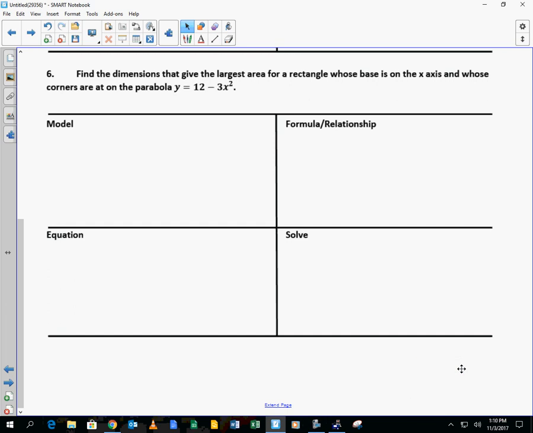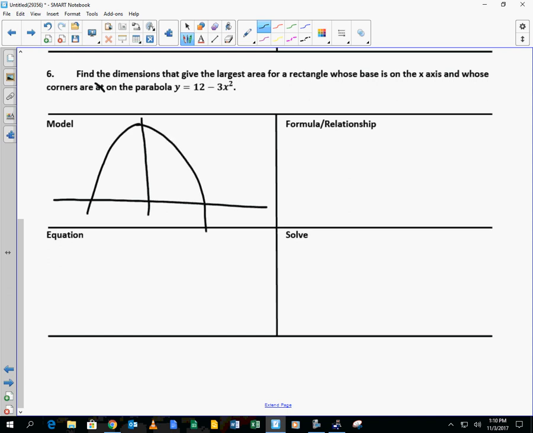Here we go. Find the dimensions of the largest area for rectangles with bases on the x-axis whose corners are on the parabola y equals 12 minus 3x squared. Okay, so I've got a parabola, and I've got a rectangle that sits inside there. That means its base is on the x-axis, and its corners are up on the edges.